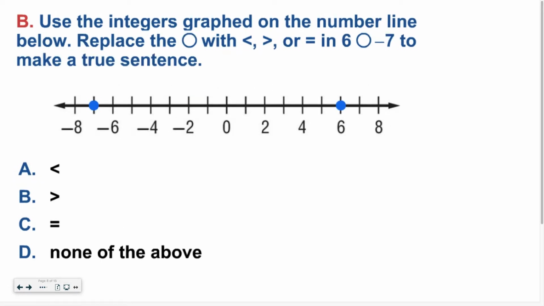Go ahead and try one more. Use the integers graphed on the number line below and replace the circle with less than, greater than, or equal to in 6 circle -7 to make a true sentence. So which symbol needs to go between those two numbers? Hopefully you said that 6 is greater than -7, so you chose letter B.